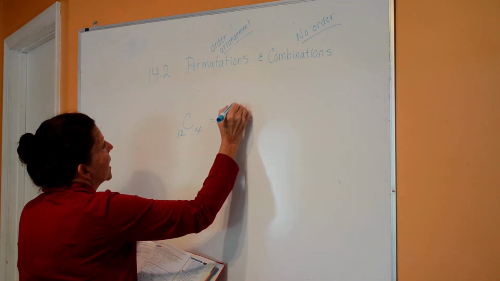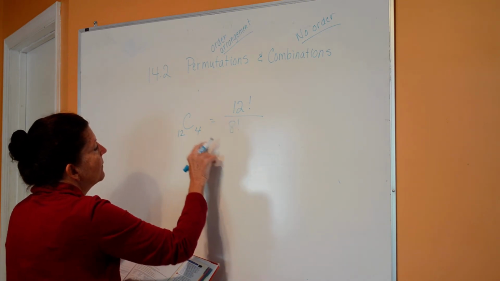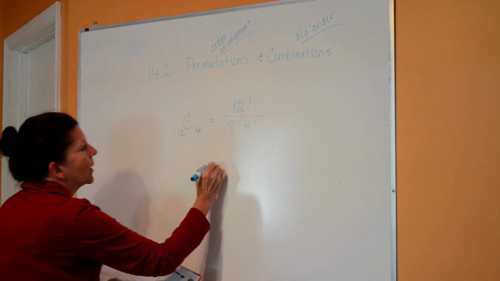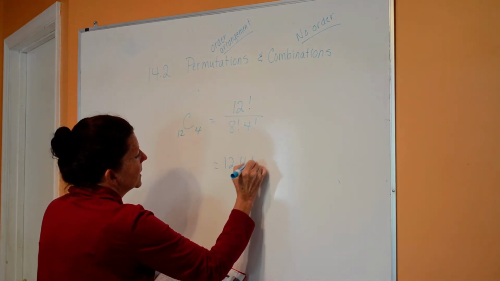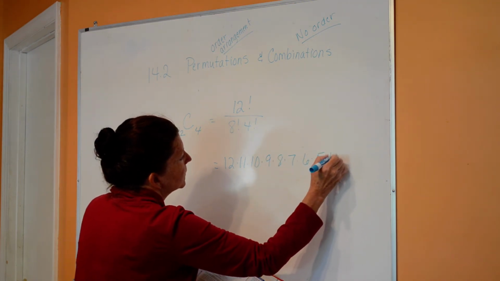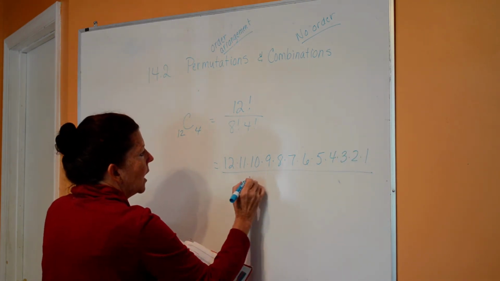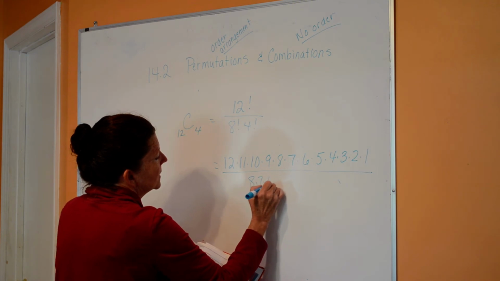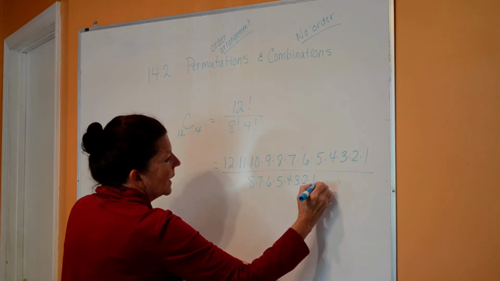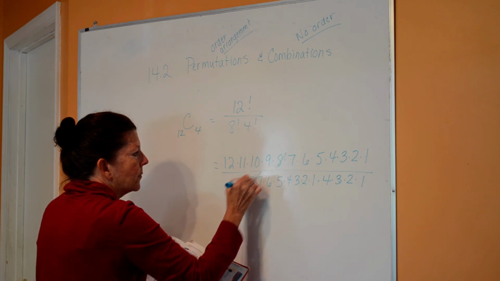So remember, the top is 12 factorial. The bottom is the difference there, which is 8 factorial, times the r part. So I have that going on. So 12 times 11 times 10 times 9 times 8 times 7 times 6 times 5 times 4 times 3 times 2 times 1 over 8 times 7 times 6 times 5 times 4 times 3 times 2 times 1, and then times 4 times 3 times 2 times 1. All right, I'm going to go from here down.